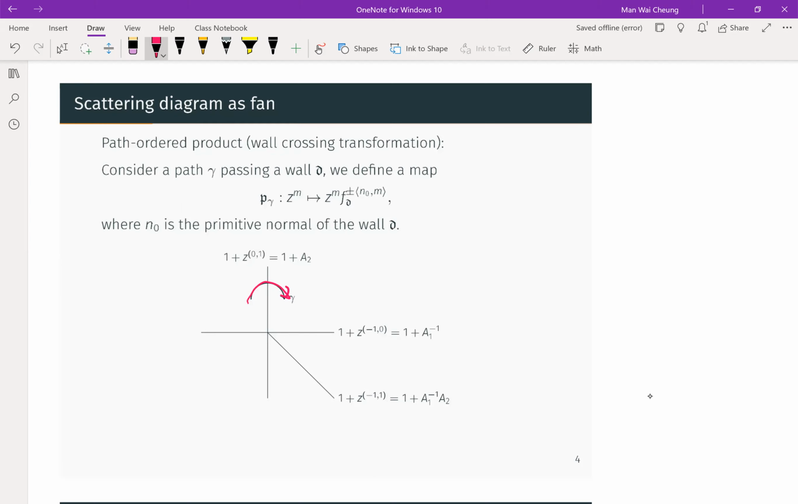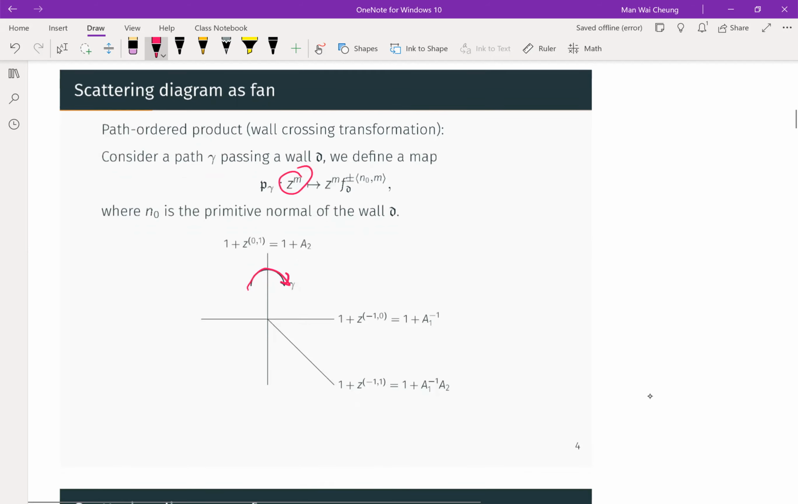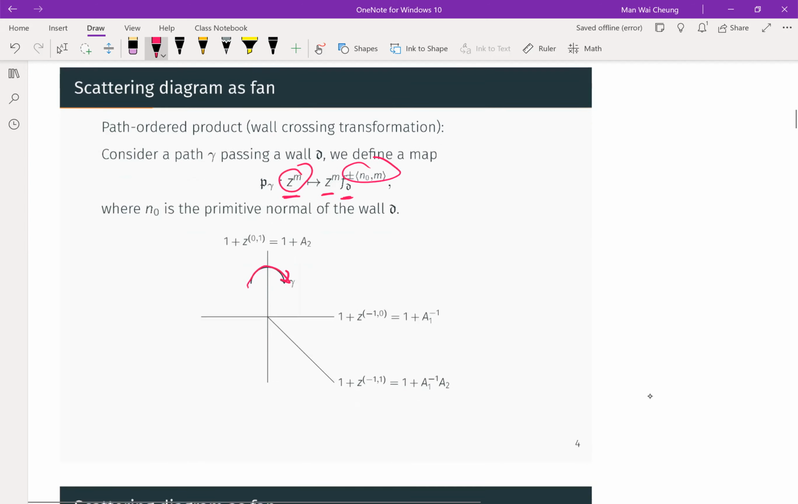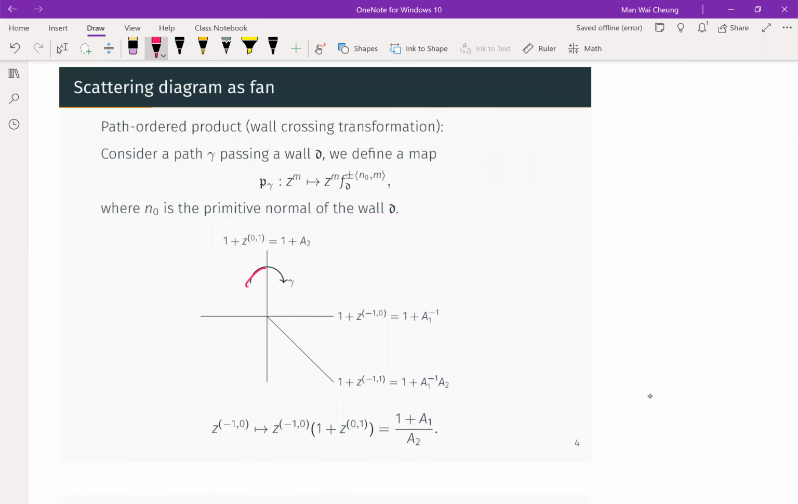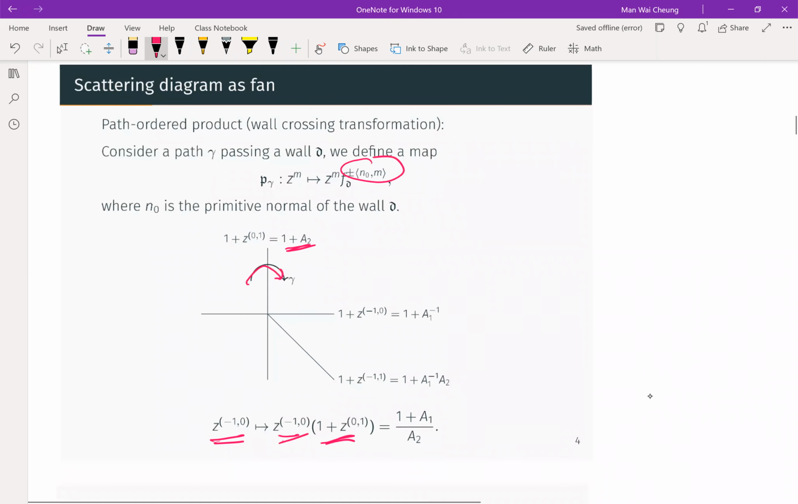It just means that I define an automorphism on the polynomial or monomial like this. So a wall crossing is: I map a monomial z^m, I fix the monomial, but then I multiply by this wall function raised to some inner product and sign. And usually it's better to illustrate how we do that in an example. So we pass this wall. Let's start with this monomial z^(-1,0). And then I have this wall function here, so I keep it here. And then I have this inner product.